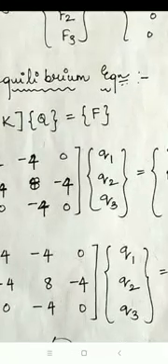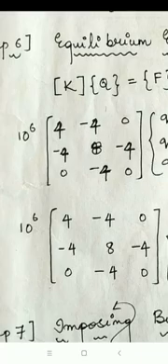Next is step number 6, that is the equilibrium equation. The equilibrium equation goes like this: K into Q equal to F. K is the global stiffness matrix. We know that, write it down. Q, global load vector, that also we know, that is in step number 4. That also we can write down. Equal to F. F is the global load vector. In step number 5, we know that value. That also you can write down. After writing, this is the global equilibrium equation.